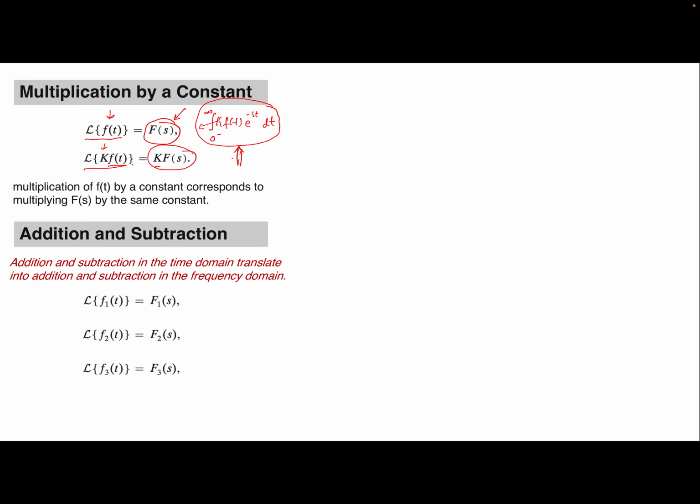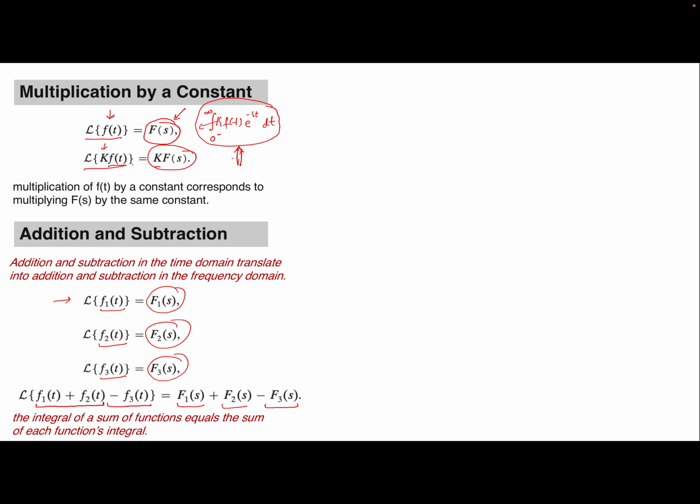So for example, let's say again, if you were to take a Laplace transform of a function f1 of t, it should come out like this. For f2, it should come out like this. For f3, it should come out like this. So if you were to take a Laplace transform and add the two functions f1 and f2 and subtract the third function f3, the answer should be F1 of s plus F2 of s minus F3 of s.